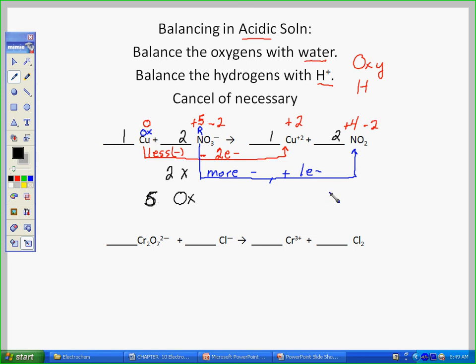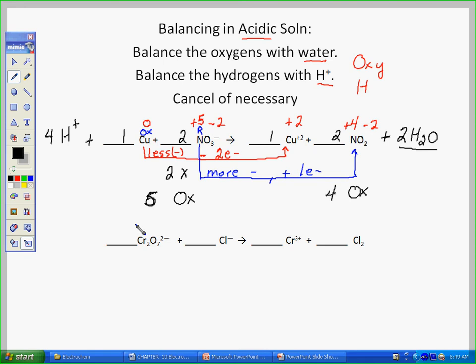And on the right-hand side, we have 4 oxygens. And to balance out the oxygens, we add water. So we need to add 2 waters on the right-hand side. Now, there's no rule that says that the waters go on the right and the H pluses on the left. You put it on the deficient side. So now I need to balance my hydrogens, so I would need 4 H plus, which is logical because it is an acidic solution.